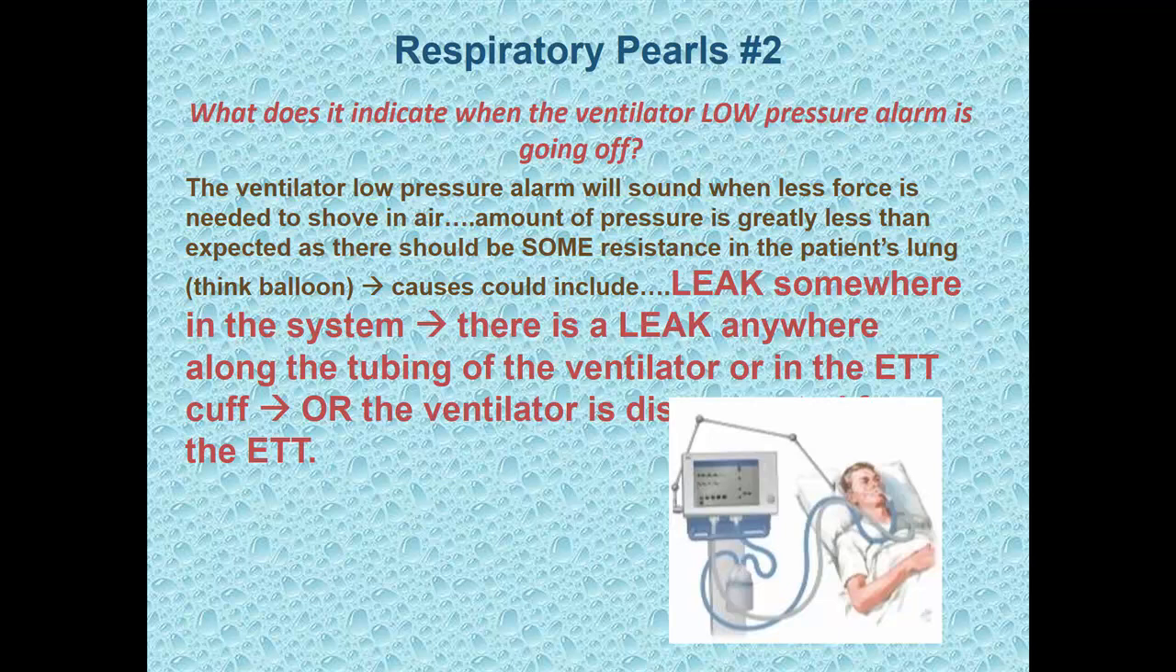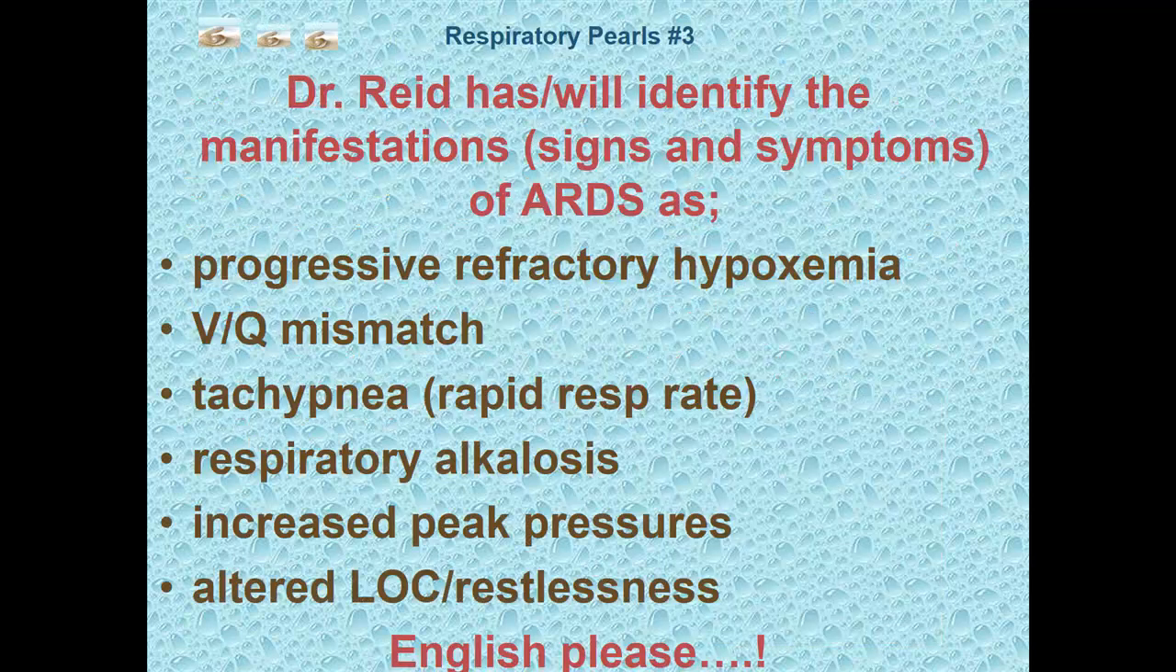Well, what does it indicate if the opposite occurs, if the low pressure alarm is going off? Well, that means that there's a leak somewhere, and it can be anywhere along the system. It could be a disconnection between the tubing and the ventilator itself. It could be a disconnection where the tubing is not connected to the endotracheal tube. It could be a leak in the balloon cuff of the endotracheal tube. So essentially, a low pressure alarm means there's a leak somewhere, and you've got to assess that. And you don't feel like you always have to do this on your own. If you're a brand new graduate, you can get the respiratory therapist in to help you problem solve until you get some experience with this.